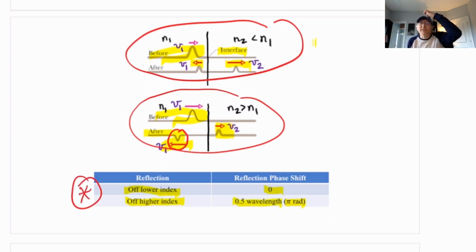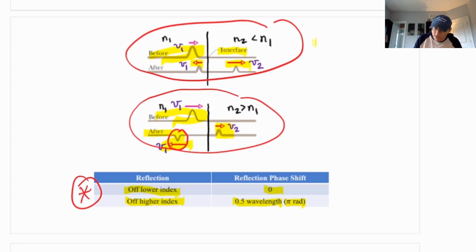And when we have light reflecting off of an interface, we need to keep track of, is it reflecting off of a material with a lower index of refraction? Or is it reflecting off of a material with a higher index of refraction? And if it's reflecting off a material with a higher index of refraction, we'll get an additional 0.5 wavelength or pi radian phase shift.